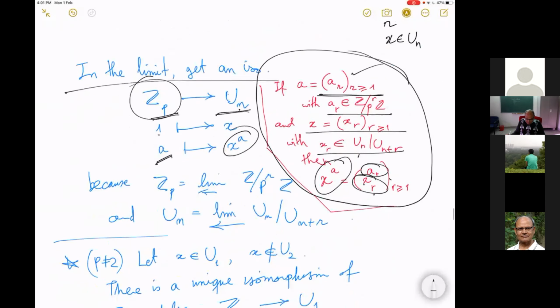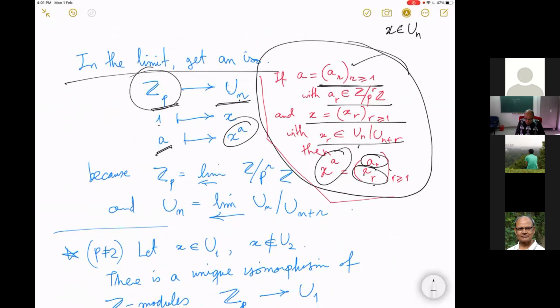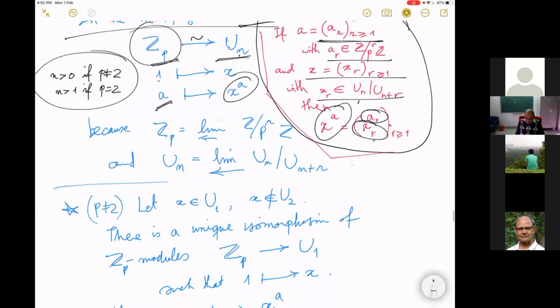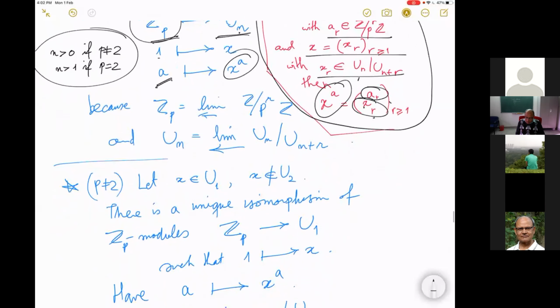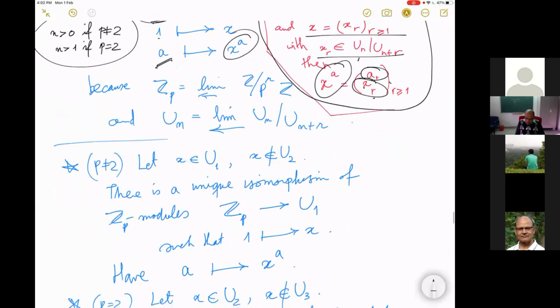Okay, so the upshot is that each U_n is a Z_p module, because this is an isomorphism, that's what we have proved. And that holds for any n if p is odd, and holds for any n strictly greater than 1 if p is equal to 2. This U_n is isomorphic to Z_p. So this does it for n equal to 1.